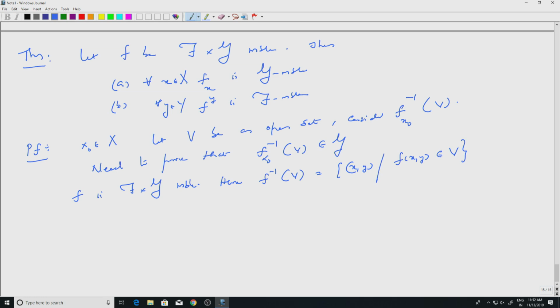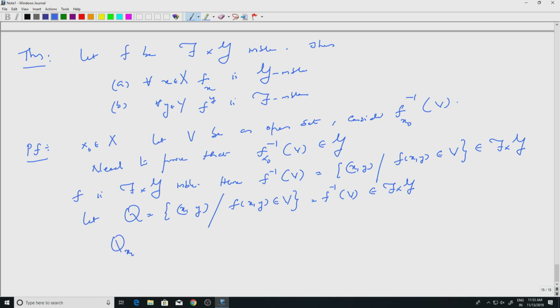This of course is measurable, so this will belong to script F cross script G, because f is measurable. Now let Q equal to this set, so this is f inverse V, that is, all (x, y) with f(x, y) in V. Okay, just a notation. So this is f inverse V and this belongs to the product sigma algebra because f is measurable.